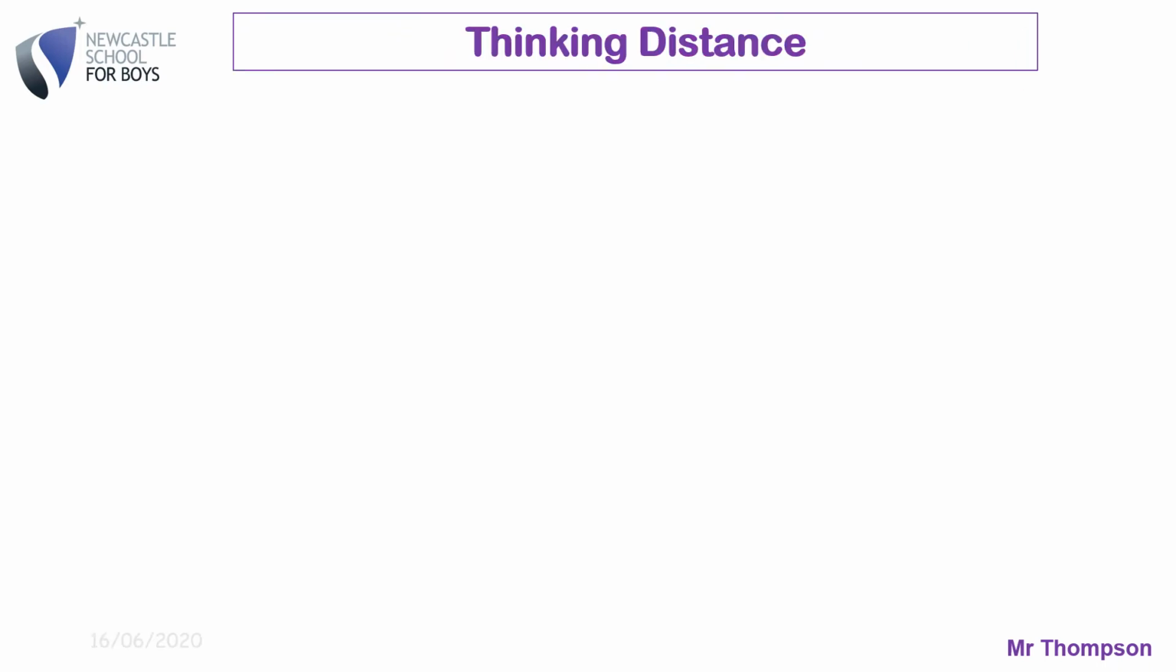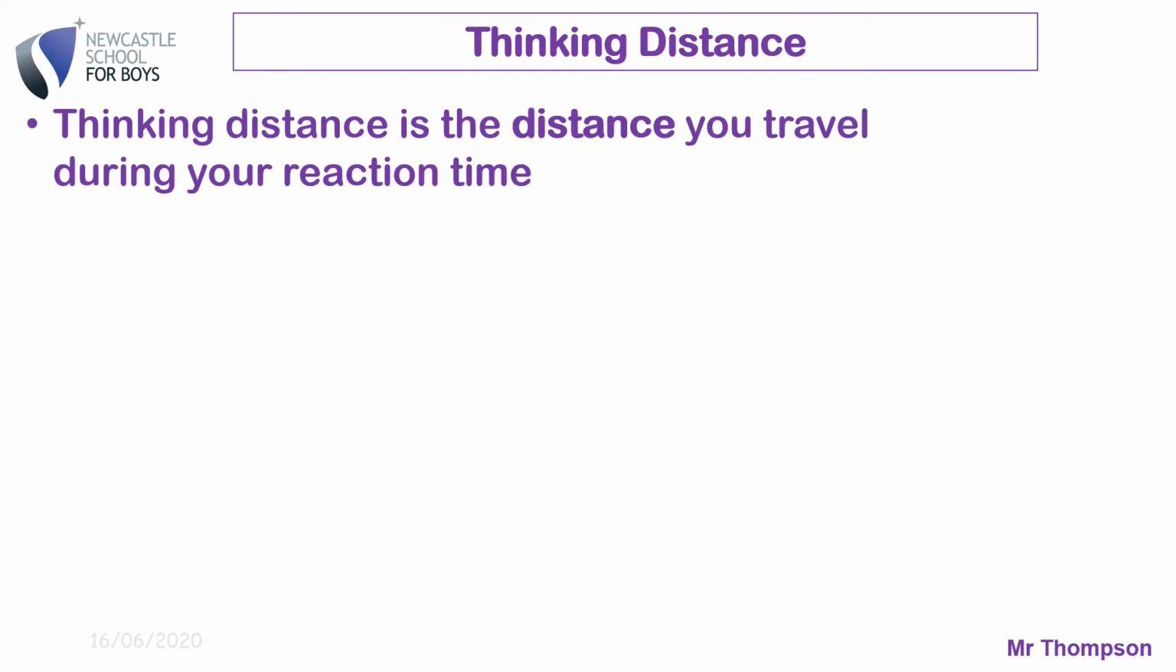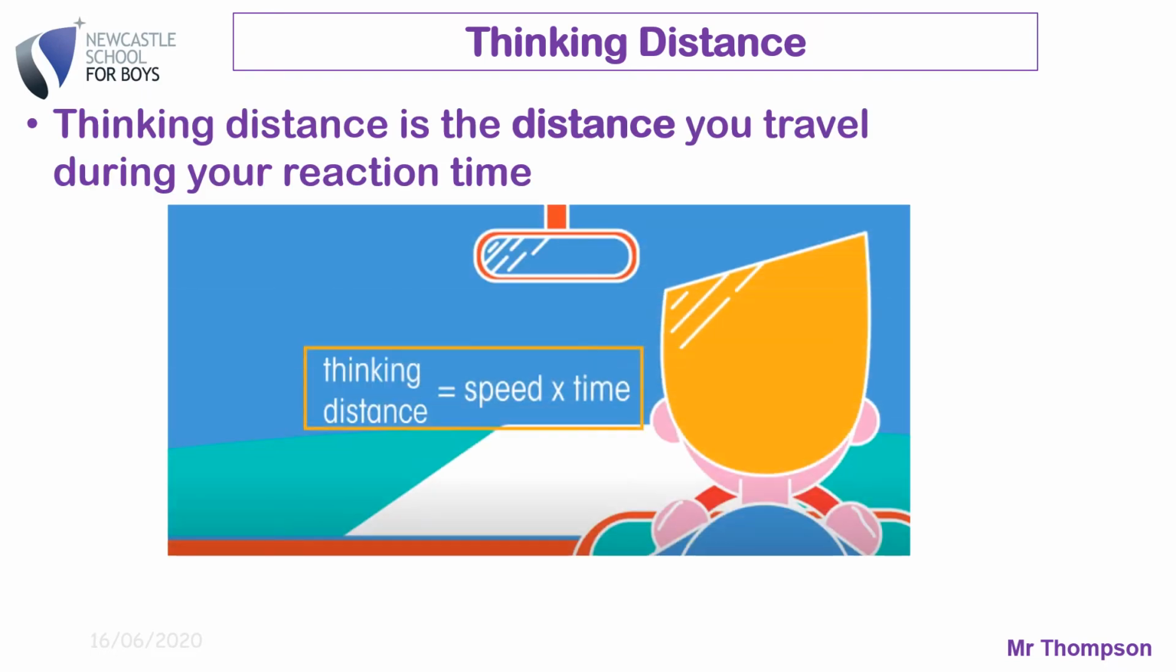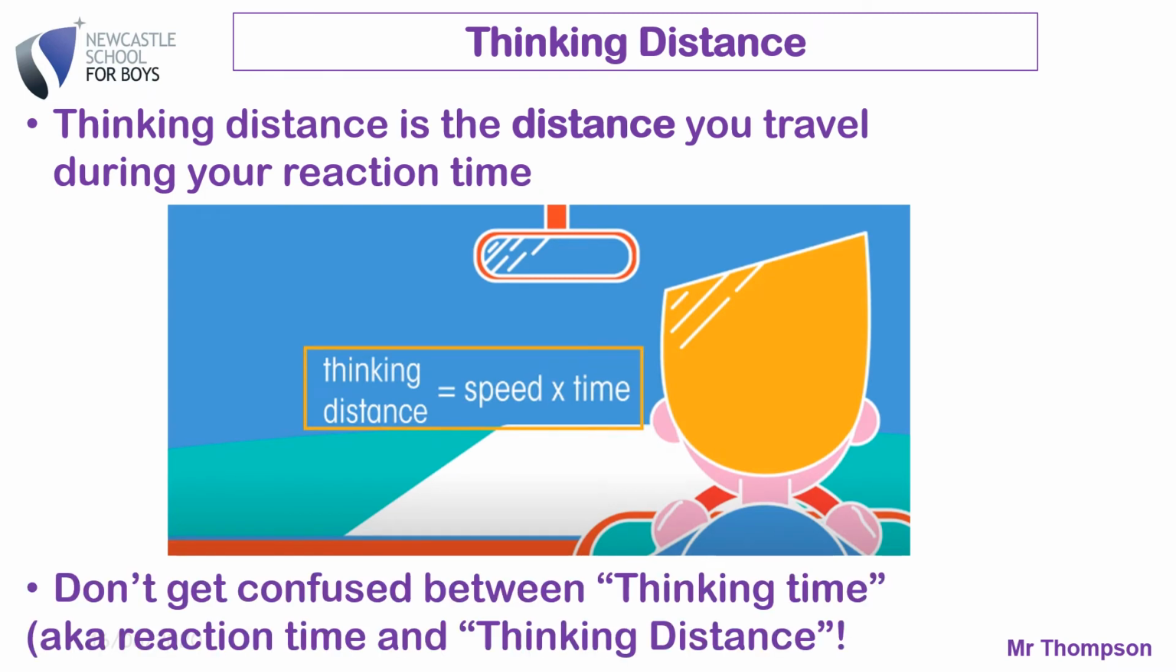Okay, what you need to do in your book now, you need a definition of thinking distance. Thinking distance is the distance you travel during your reaction time, and it can be calculated by speed times time. Don't get confused between the thinking time and the thinking distance. One's in seconds, the other one's in meters. So you want to copy this into your book.